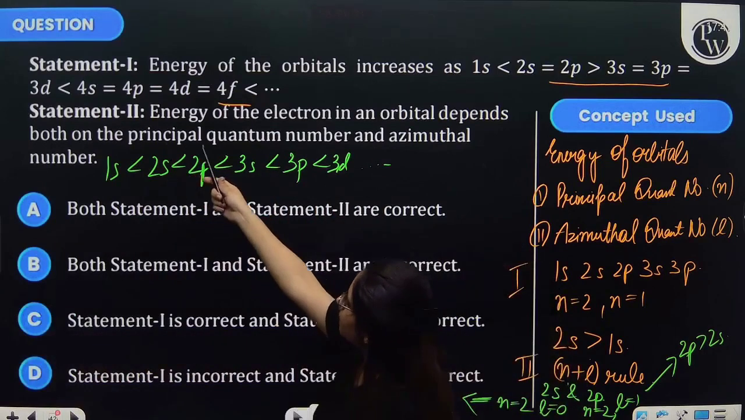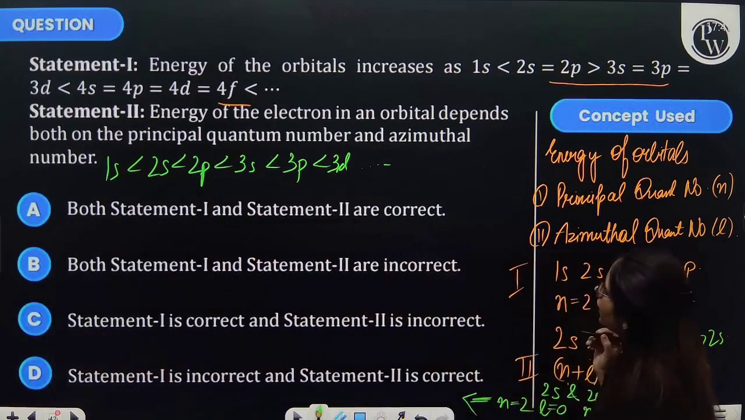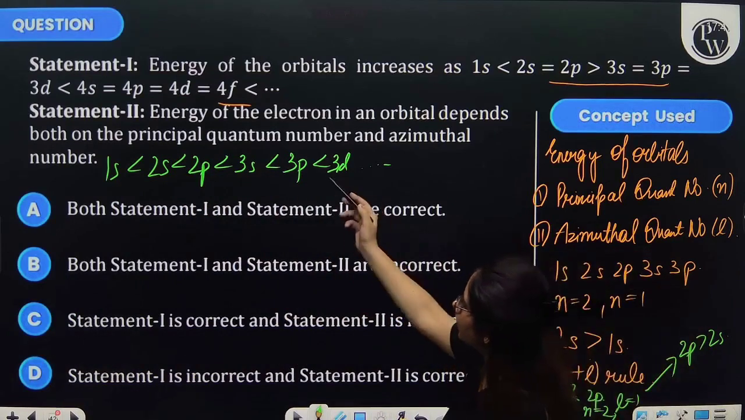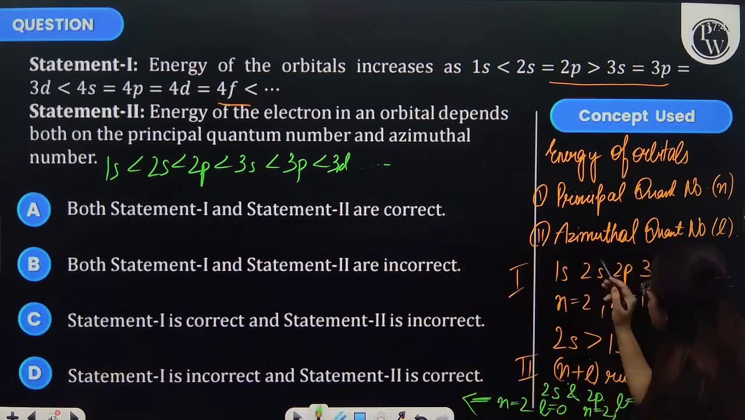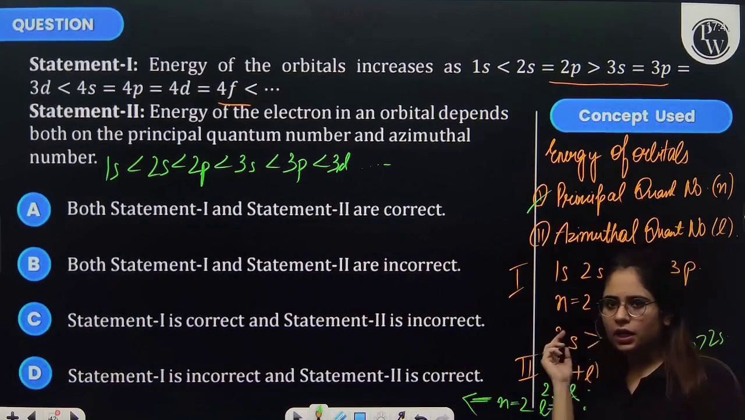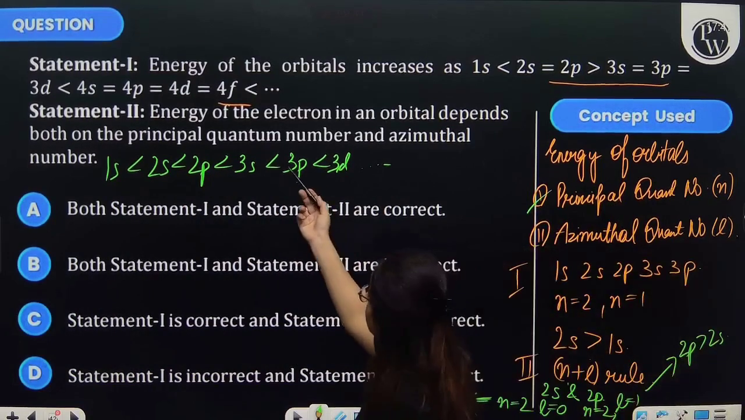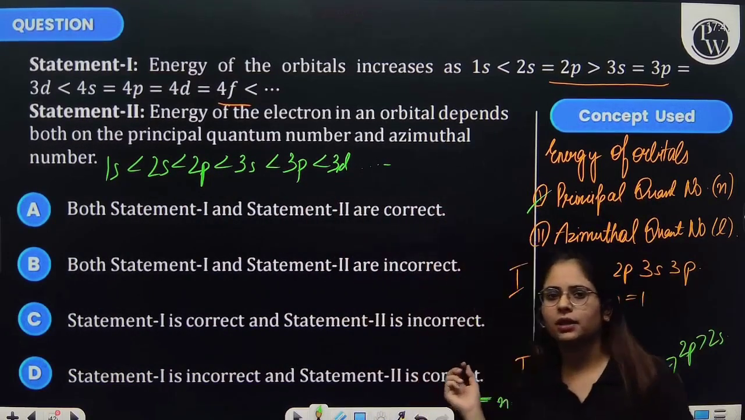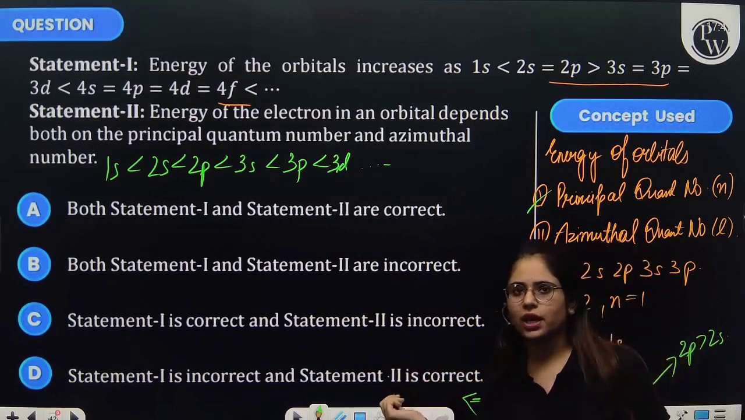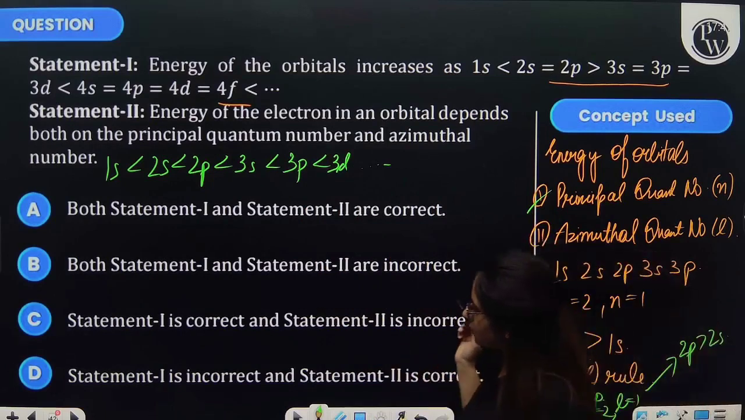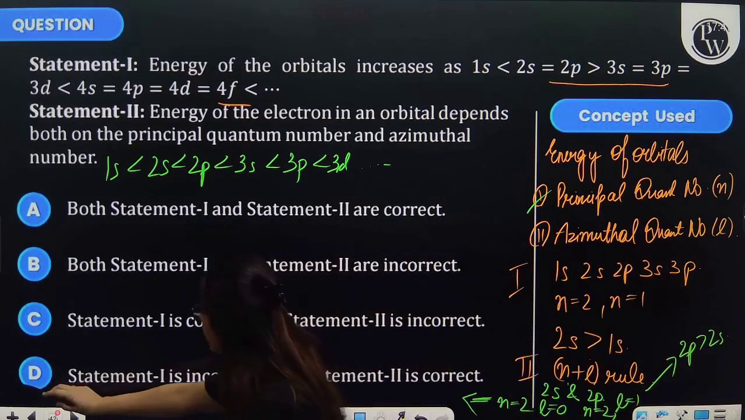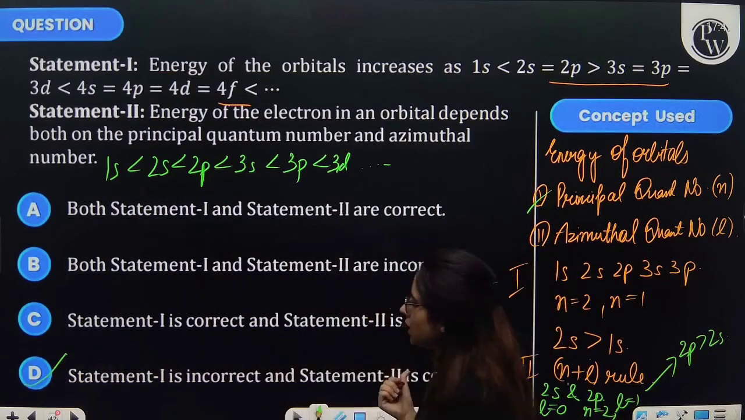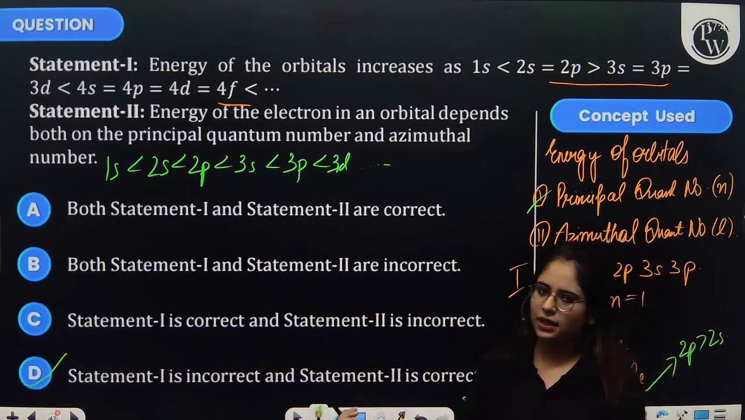And then statement 2 is: energy of the electron in an orbital depends both on the principal quantum number. Yes, it is absolutely right. It is depending on n. And further, it is given as the azimuthal quantum number, that is the value of L. So that is correct. So in this case, statement 1 is incorrect and statement 2 is correct. And so option D is your correct answer.